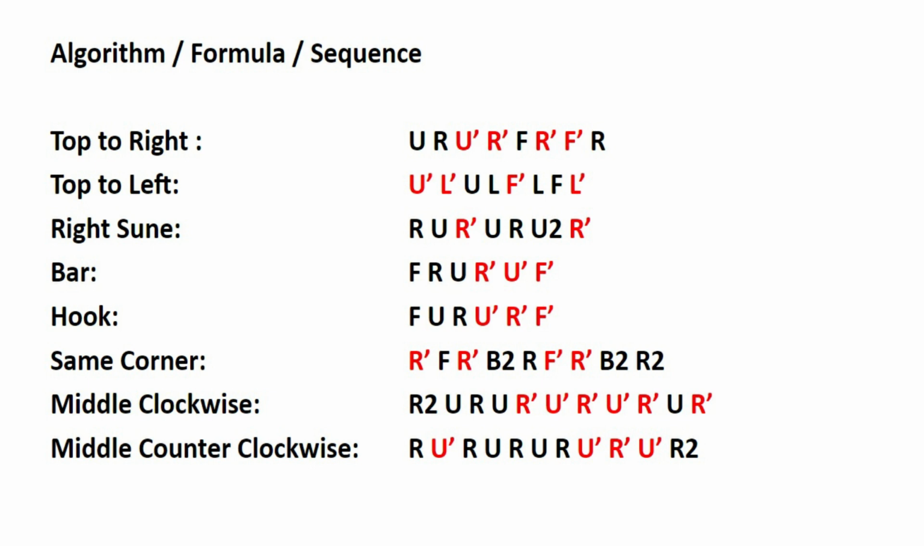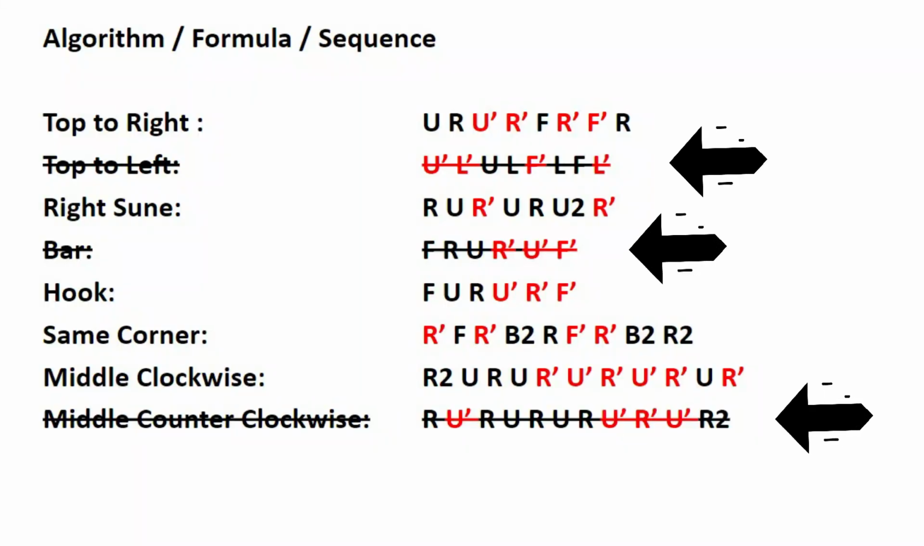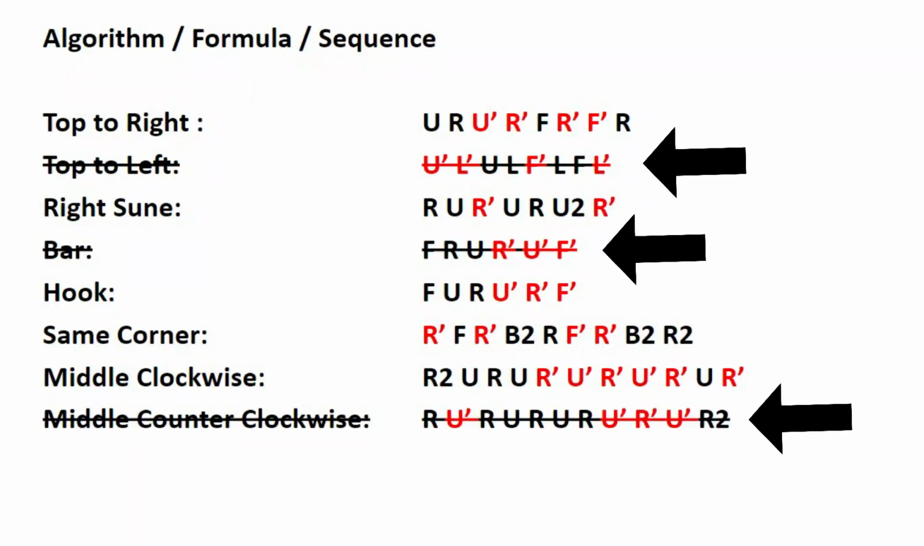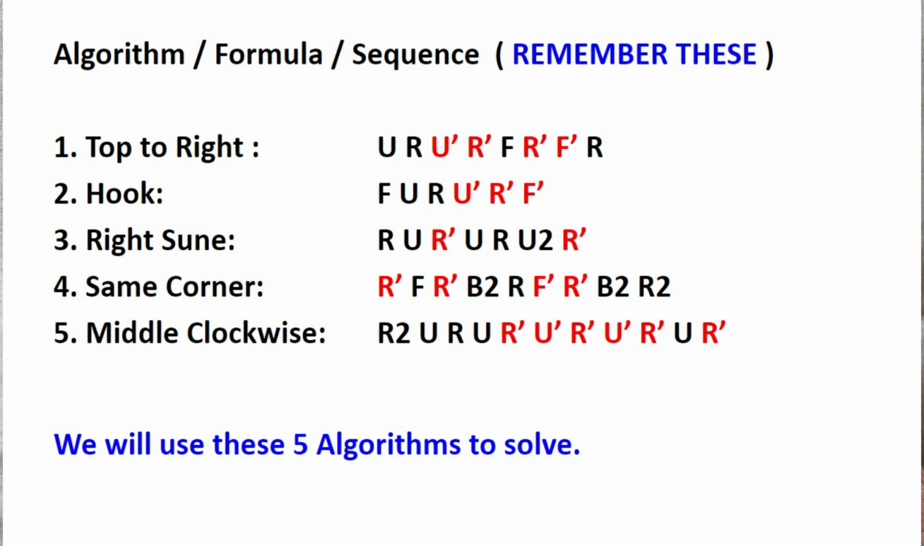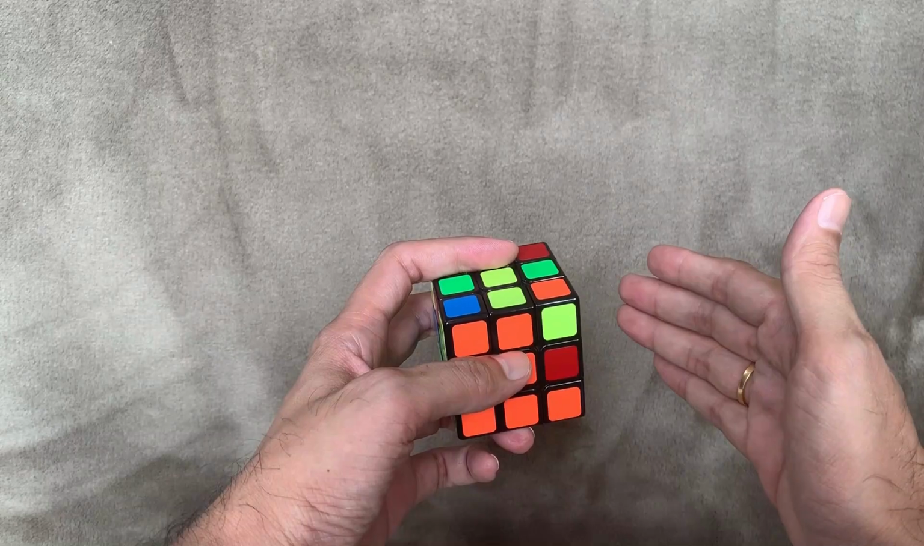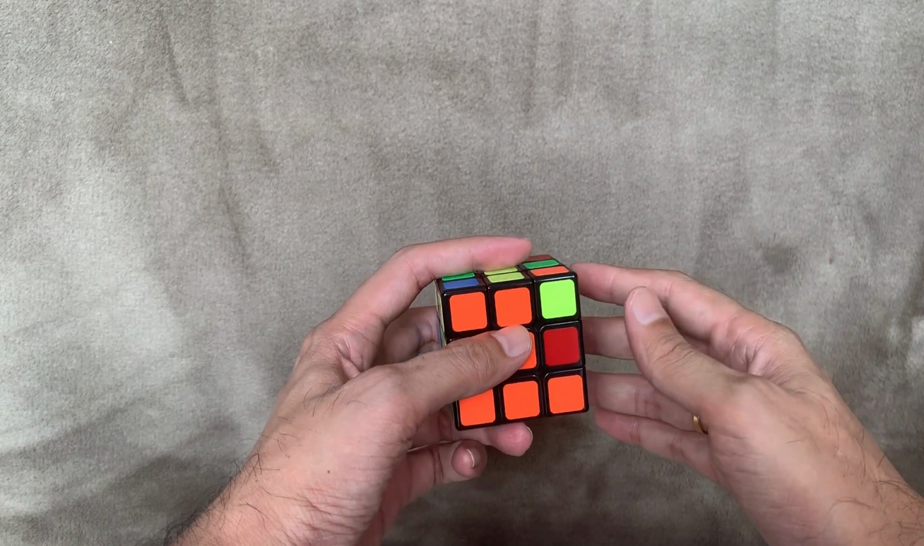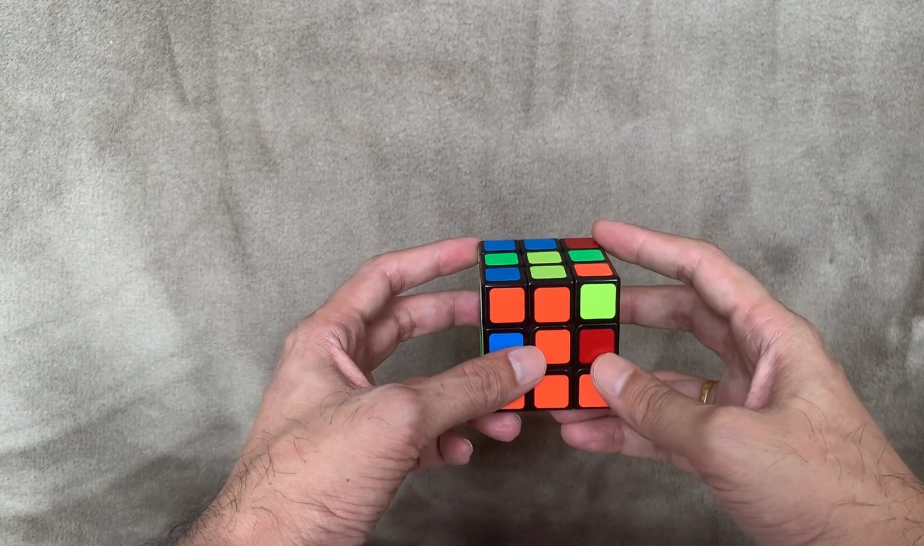And after doing this and trying to solve it again and again and again, what I was able to find out is we can eliminate 3 of these, and we can still solve it with just remembering 5 sequences. So all you have to do is remember 5 sequences or algorithms to solve the Rubik's Cube. And we will start off with the first one, which is called the top to right.